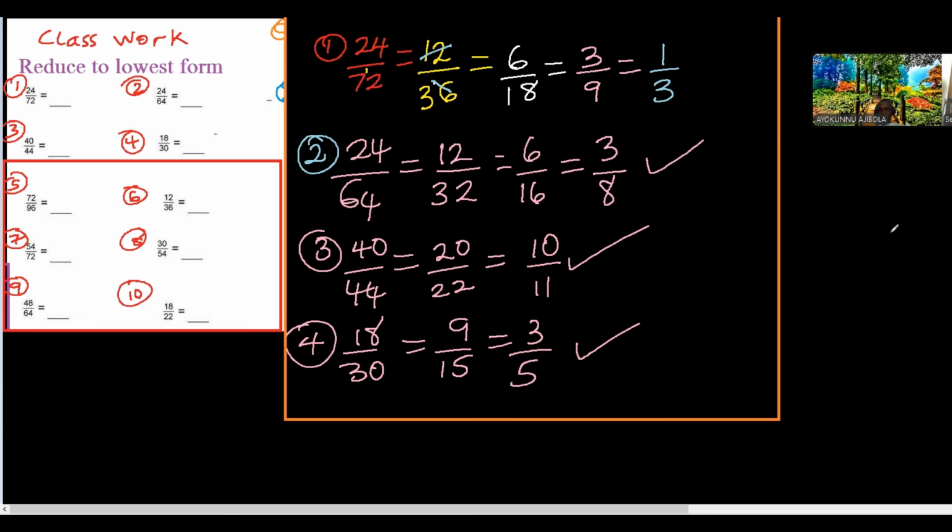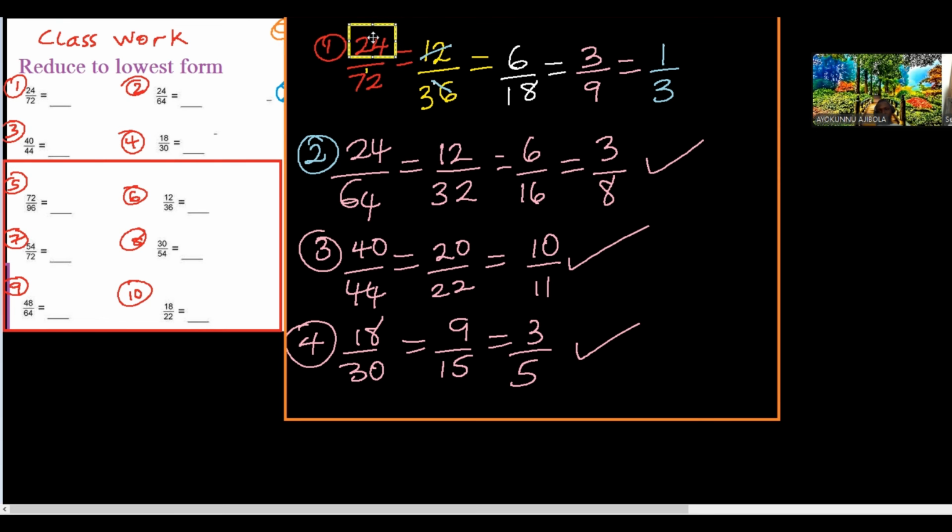Like this. I'm going to explain number 1. I want you to listen so that you'll be able to explain number 2 or 3 or 4. For number 1, it said 24 over 72.